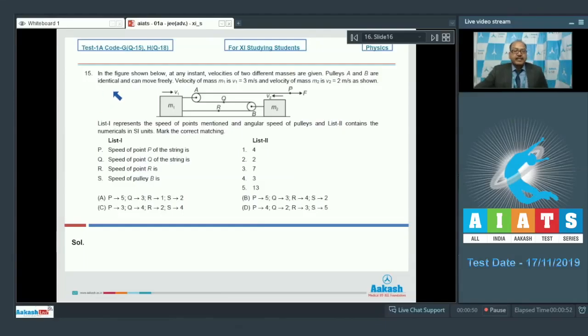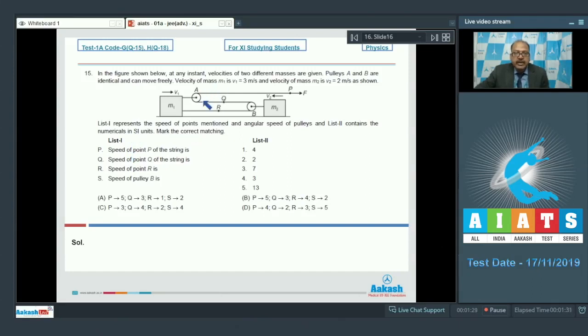So in question 15, the question says: in the figure shown below, at any instant, the velocities of two different masses are given. Pulleys A and B are identical and can move freely. Velocity of mass m1 is v1 equal to 3 meter per second and velocity of mass m2 is v2 equal to 2 meter per second as shown. List 1 represents the speed of points mentioned and angular speed of pulleys, and list 2 contains the numericals in SI units. Mark the correct matching.